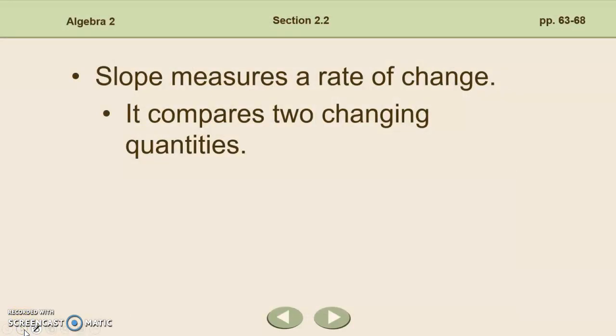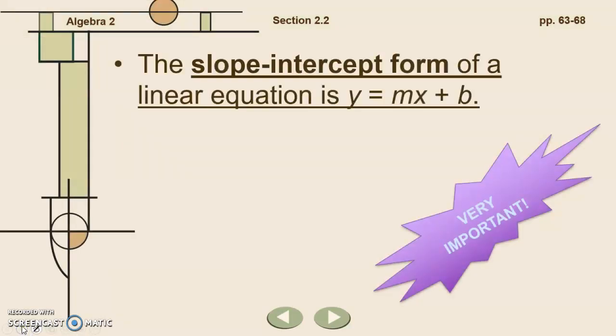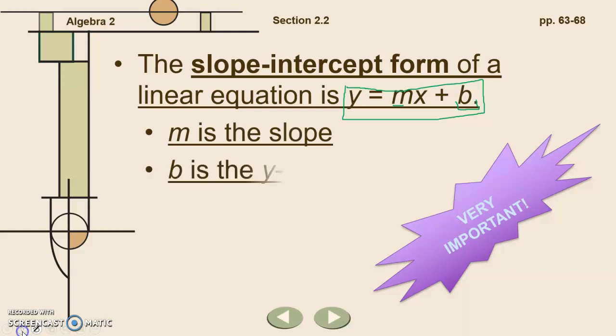Slope does measure rate of change. It compares two changing quantities. So really important to remember that. And a lot of times when we're dealing with slope, we're going to write our equation in slope-intercept form of a linear equation, which is y equals mx plus b. This is one of those math equations, kind of like the Pythagorean theorem, that you will need to know and be able to use without always referencing a formula chart. We know what y is. M is our slope. X is our x coordinate or x value in the ordered pair. And b is our y-intercept, where it crosses the y-axis.